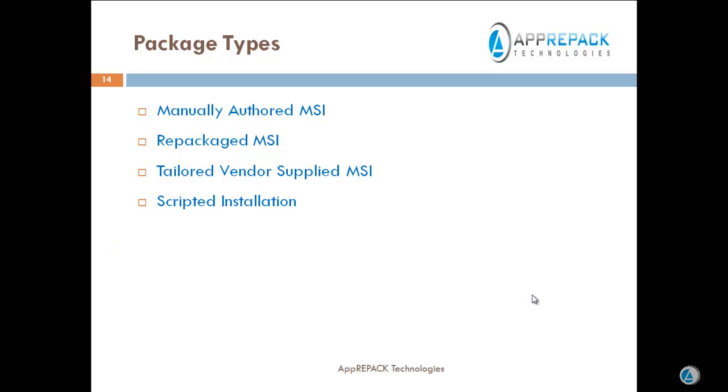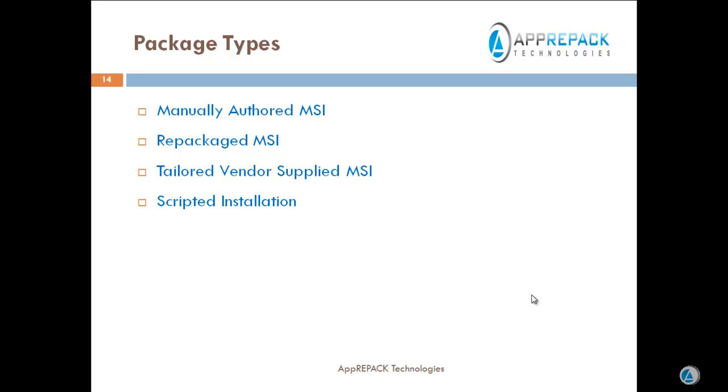And the final one, scripted installation. There is a limitation on the Windows operating system: only one MSI installation is allowed at any given point of time. Two or more MSIs cannot be installed simultaneously. What if an application contains multiple MSIs? How do they get installed?